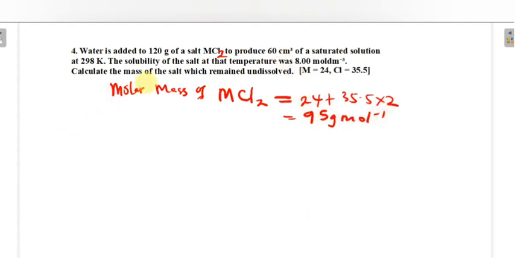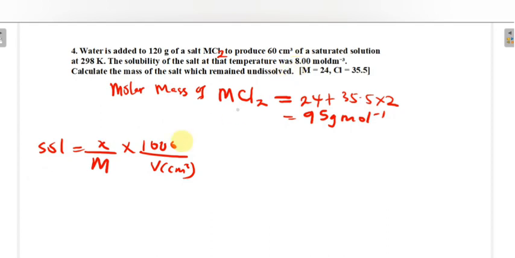Okay, so having got it, we'll use the solubility formula. Solubility is equal to reacting mass over molar mass times 1000 divided by the given volume in cm cubed. So the solubility here given is 8.0. Now you need to look at something: water is added to 120 grams of a salt. Some part of it would dissolve in water at that temperature. So we are not using this 120 grams, because part of this 120 grams will dissolve. So that is what we don't know. We have to calculate that out now, which is x.